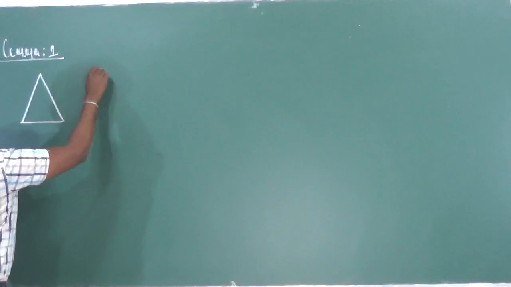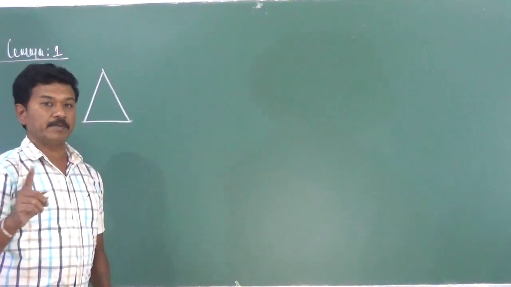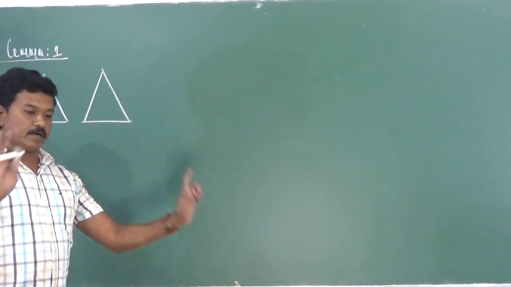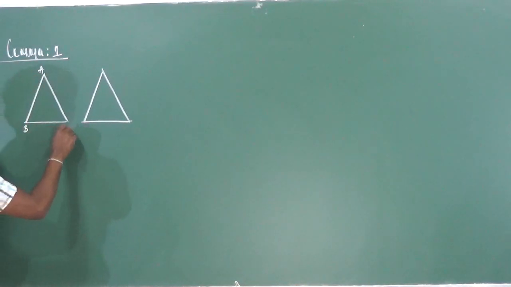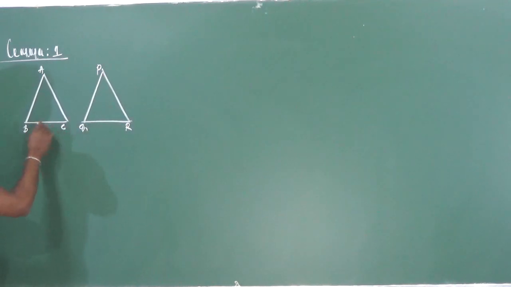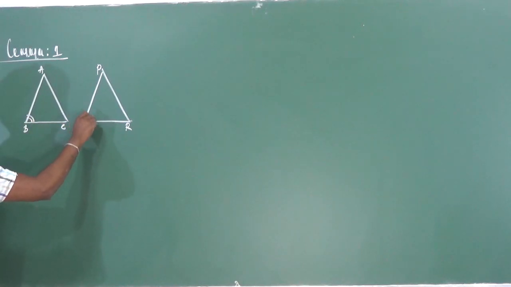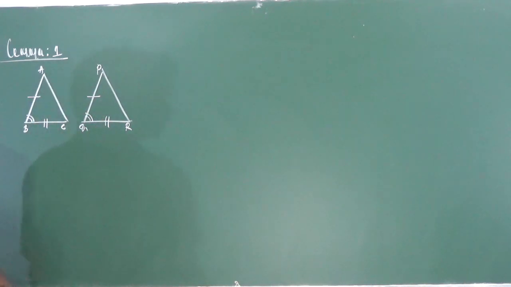Lemma 1. Right. So here, consider two triangles which are having the same shape and same size. Two triangles having the same shape and same size means they are said to be congruent, right? So now let us name the triangles. This is triangle ABC. This is triangle PQR, right? In these two triangles, angle B is equal to angle Q, AB is equal to PQ, and BC is equal to QR. It is according to the data.